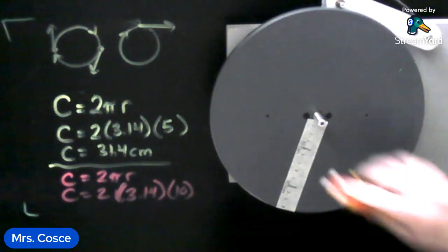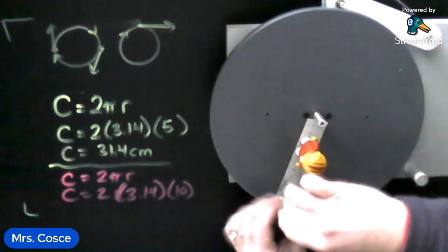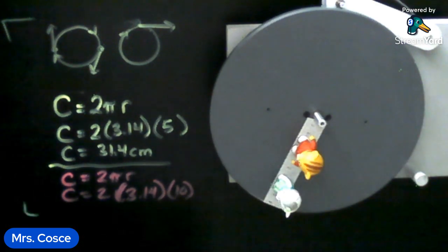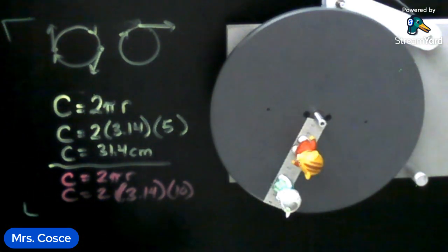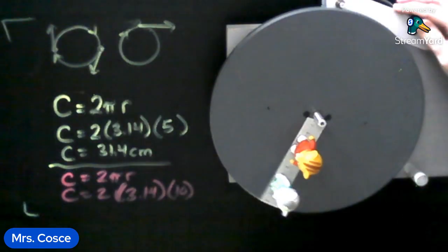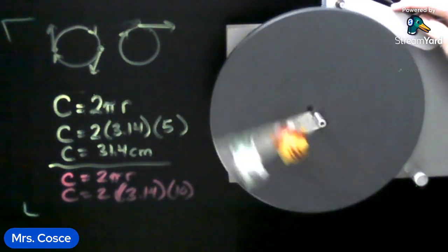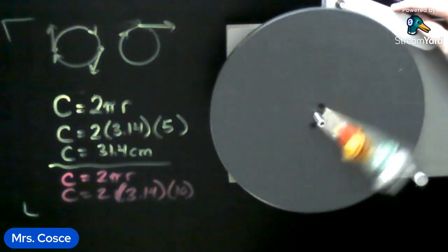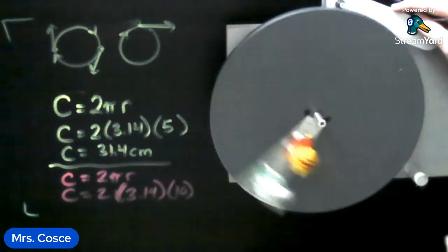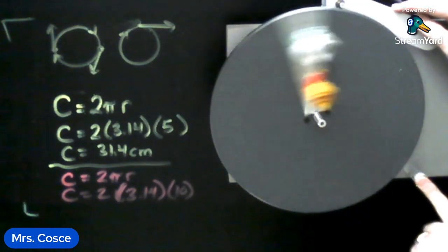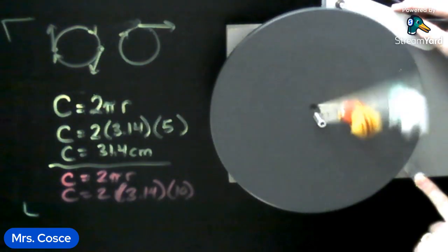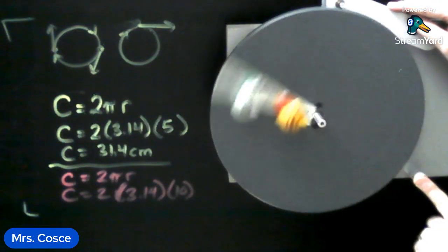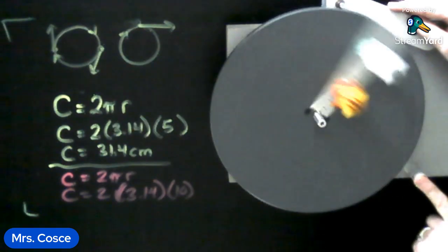And now, to figure out their speed, their tangential velocity, or their linear velocity, whichever one you'd like to call it, first we need to get them going. So I'm going to go ahead and get them going. So they're going, Daniel Tiger's going 31.4 centimeters, but how long does it take him to go that far? So we need to time how long it takes to go one time around. So we're going to go ahead and start our stopwatch the next time that Daniel Tiger passes this point, and then we'll stop it when it gets back. Ready? And go. Stop. Okay.